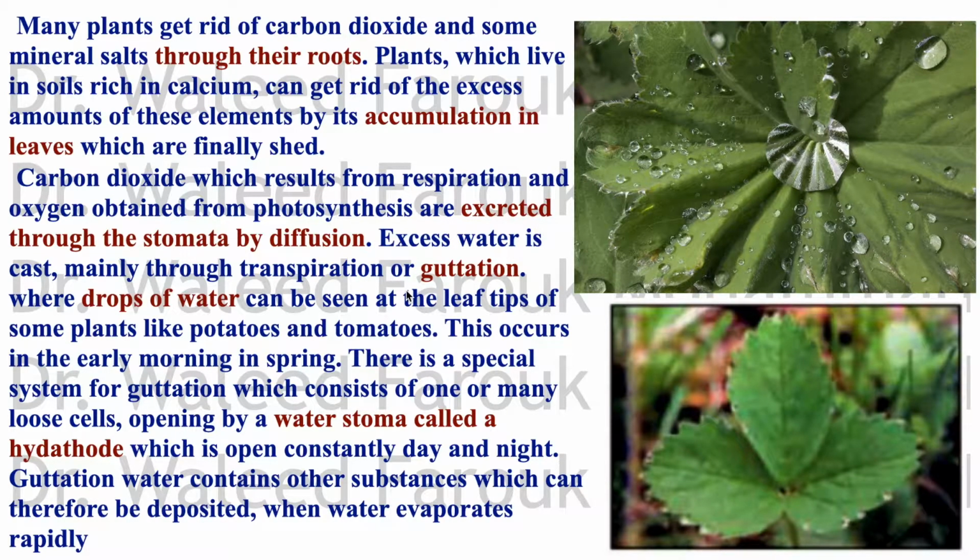Many plants also get rid of carbon dioxide and some mineral salts through the roots, and also through the stems or through the leaves, which leads to accumulation of elements inside it, and eventually it's shed off. Carbon dioxide that results from respiration and oxygen obtained from photosynthesis are excreted through the stomata, pores on the leaf, by diffusion or by the process of guttation.